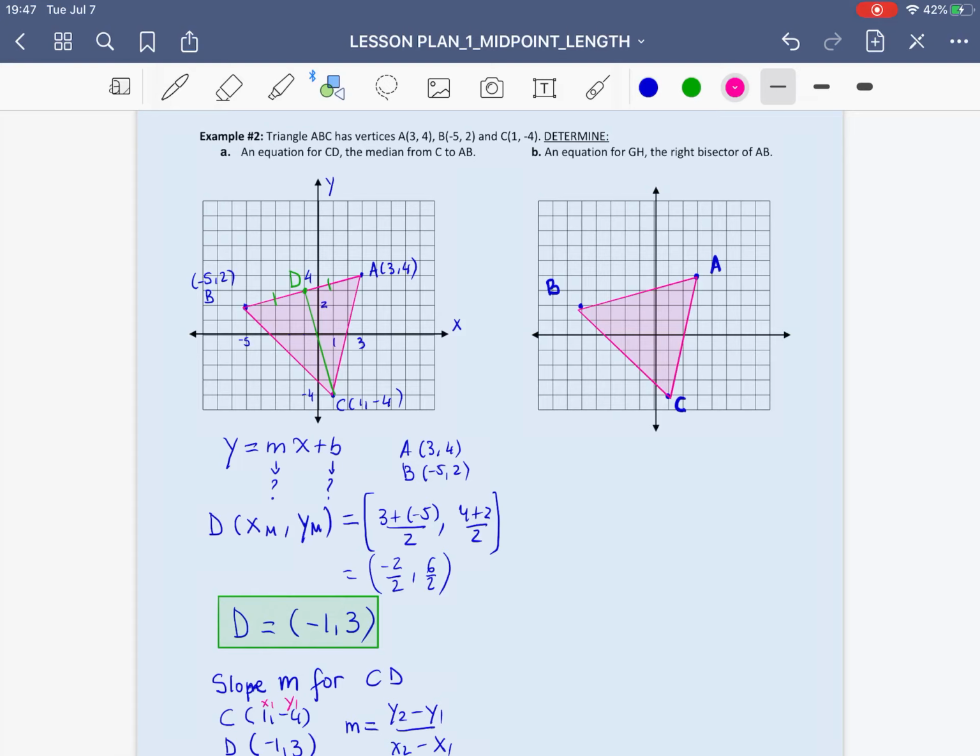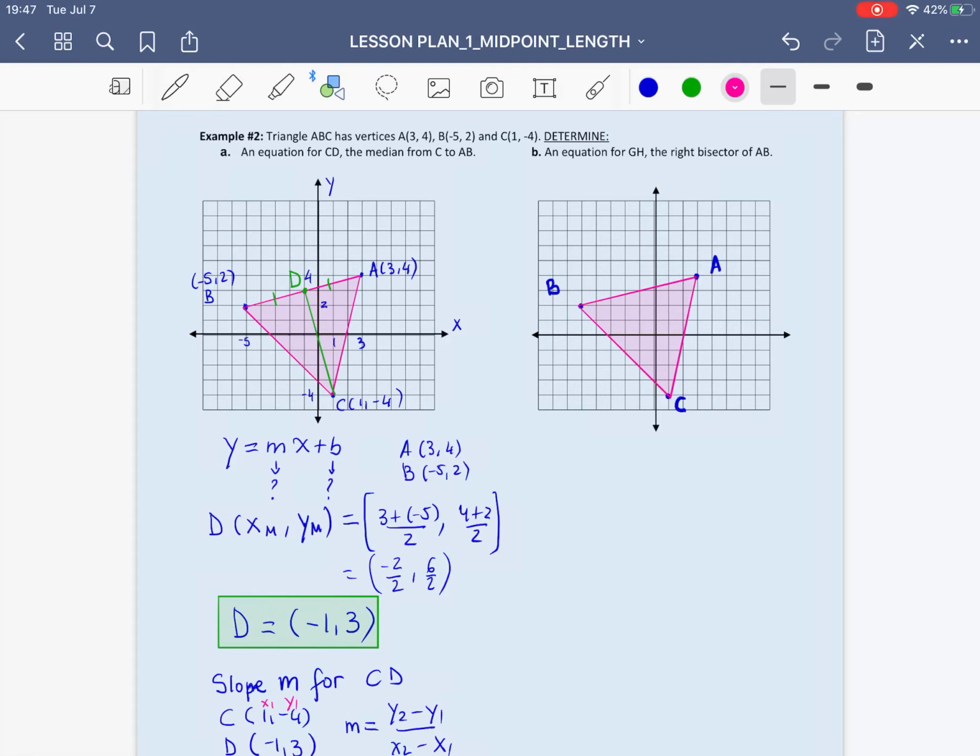I don't think I did a good job with drawing this triangle. Let me try it one more time. Okay. I'm very sorry about this. Let me do it. It kind of looks better now.